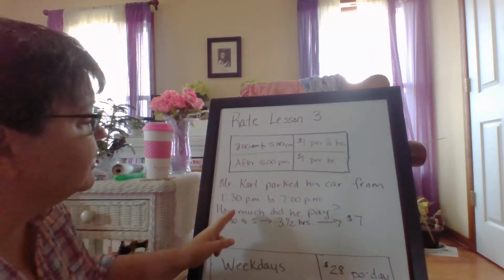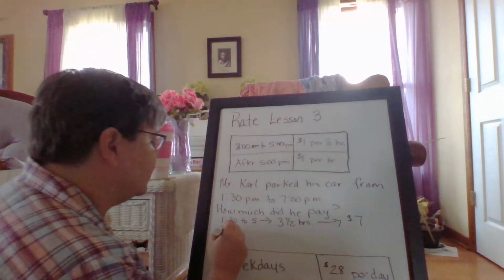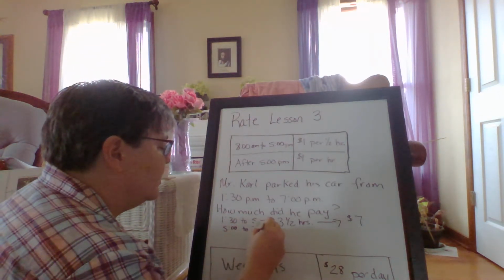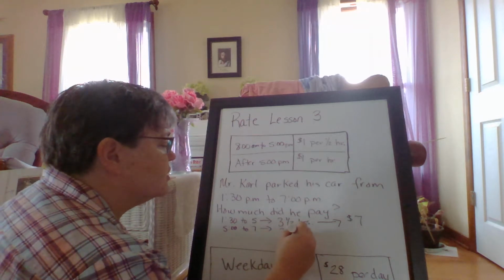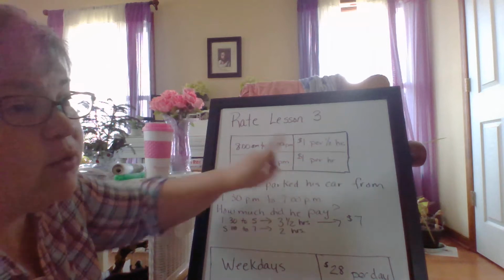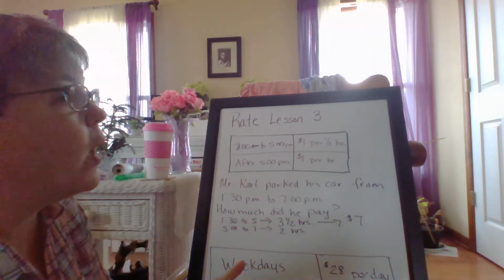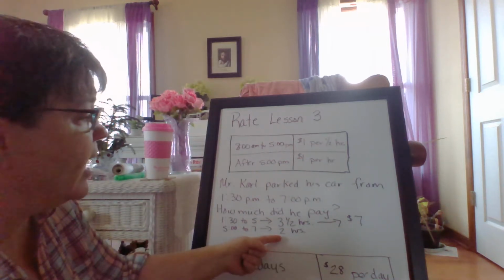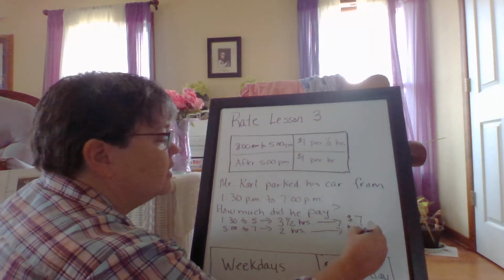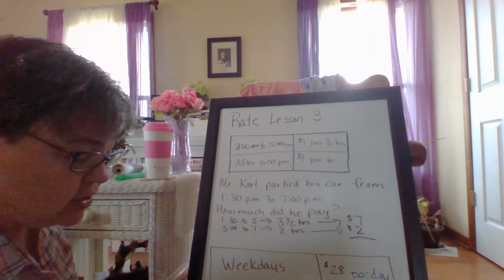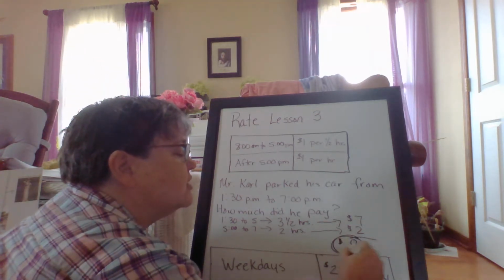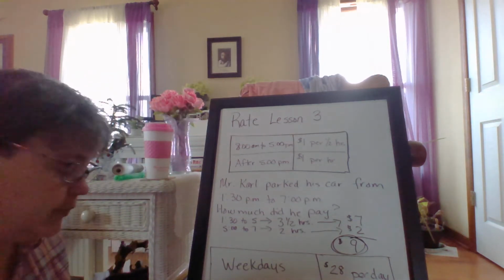Now from 5 o'clock to 7 o'clock, that's what I have to find out now. That's 2 more hours. But after 5, I only have to pay $1 for every whole hour. And there are 2 whole hours, so I'm going to pay $2 more. And 7 plus 2 is $9. So I'm going to be paying $9 to park there.